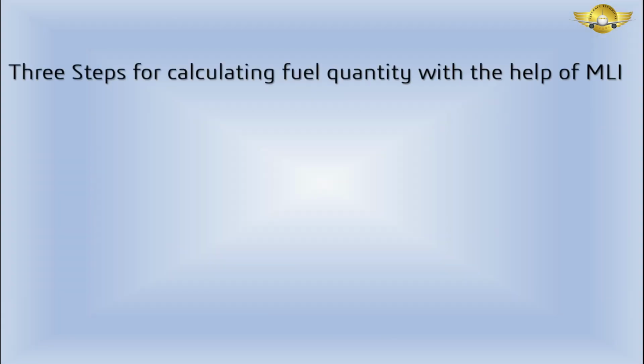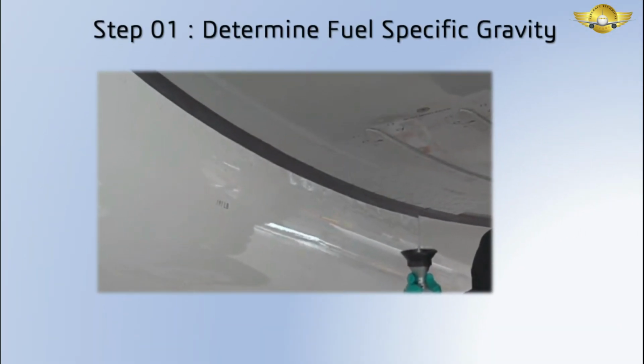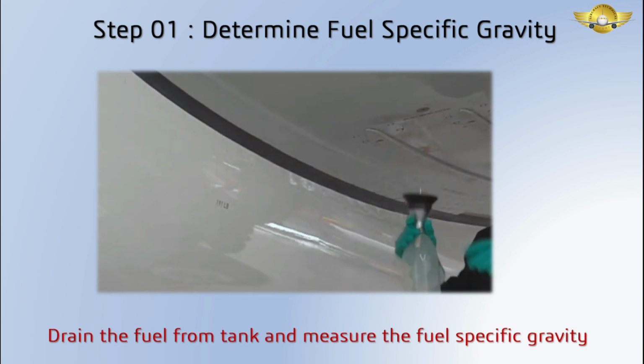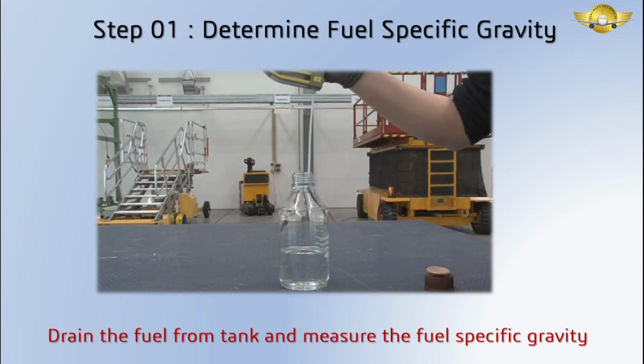There are 3 steps for calculating fuel quantity with the help of the magnetic fuel level indicator. Step 1. Determine fuel specific gravity. Step 2. Find out aircraft attitude. Step 3. Check the fuel content with MLI. Step 1. Determine fuel specific gravity. Drain the fuel and measure the fuel specific gravity with the help of the tool as given in the AMM.